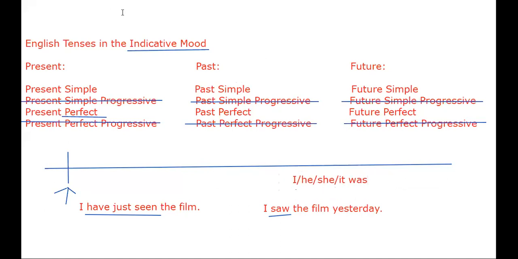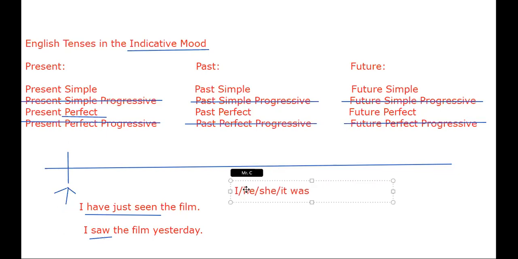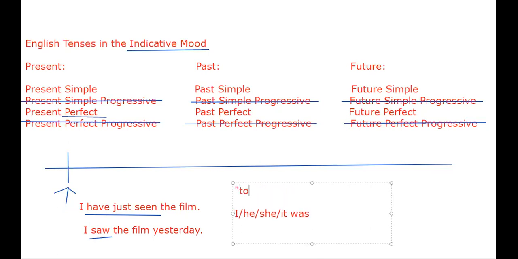Let me move that out of the way for a moment. Okay, so we have this, for the verb to be, for the past simple. And then we have we, you, they, were. So you can see that this is how you conjugate for the verb to be. I, he, she, it was, we, you, they were.